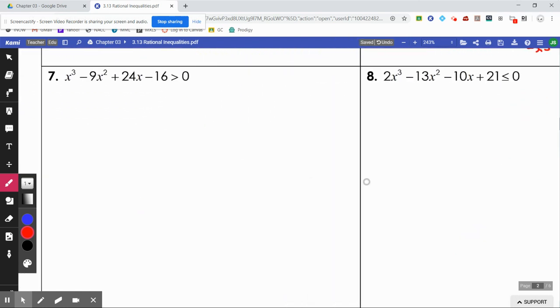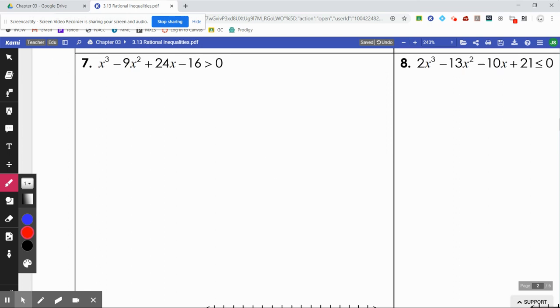Number 7. Okay, step number 1, let's find all of our zeros. I don't think this is factorable by grouping. You can try it, but it's not going to work. So we've got to use our rational roots. Let's make a list of all those.